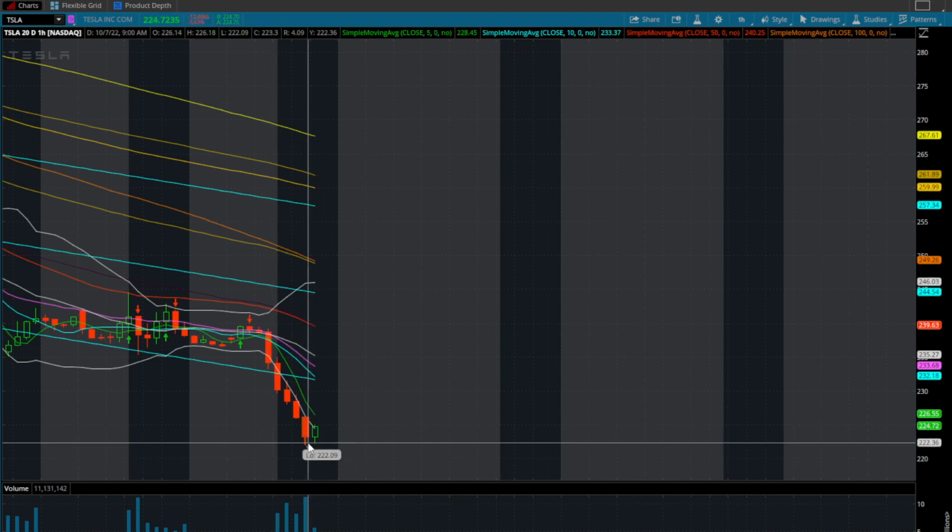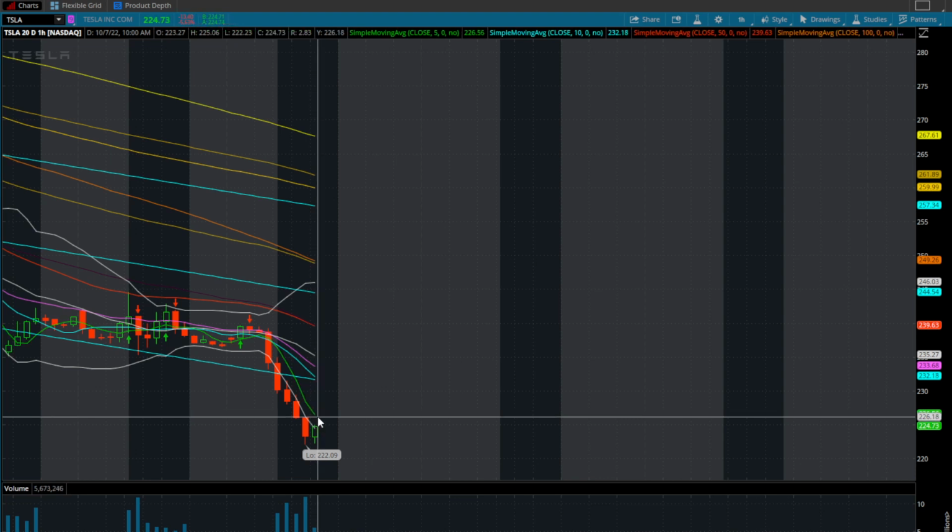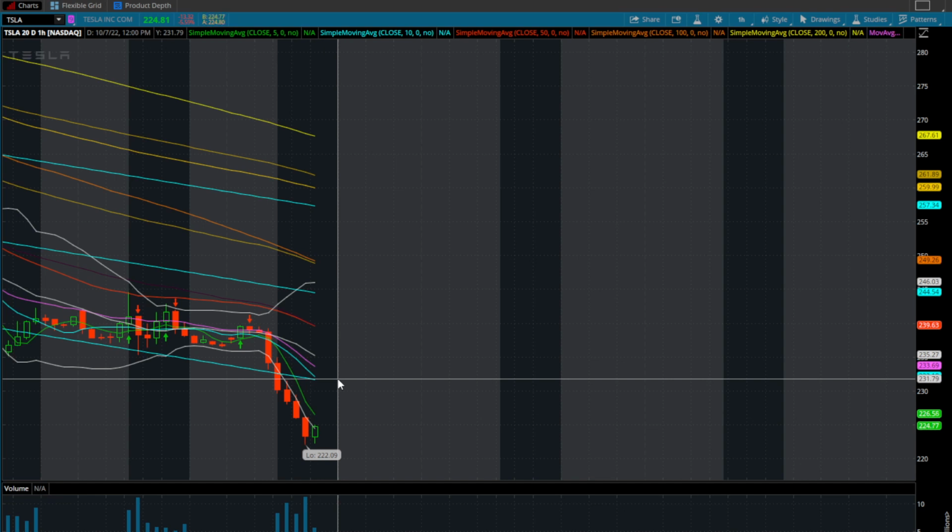Looking at the 1 hour candle here, we are trying to make a little bit of a recovery bounce. Definitely no long play for me until we get back over 226, 227, and then I will look to take this to the long side for a short-term day trade between 226, 227, and 230.